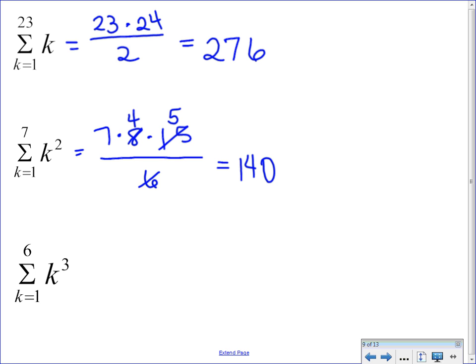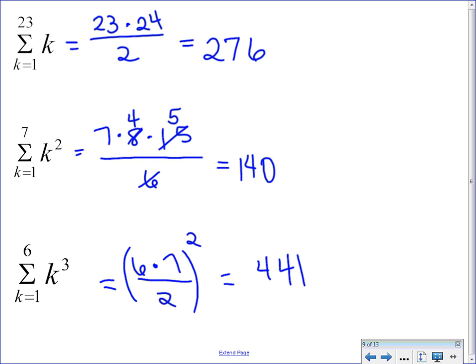And then the summation of k is 1 to 6 of k cubed. That shortcut is the same as the k shortcut except squared, correct? So n is 6, n times n plus 1 divided by 2 and then squared. So 6 divided by 2 is 3 times 7 is 21. Squared would be 441.